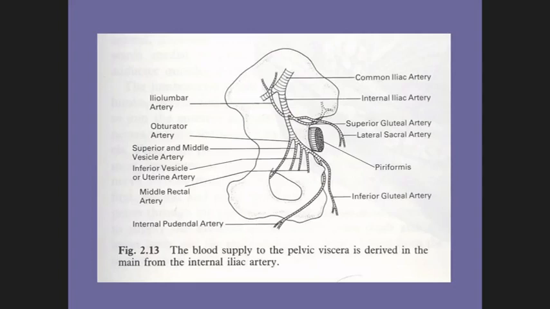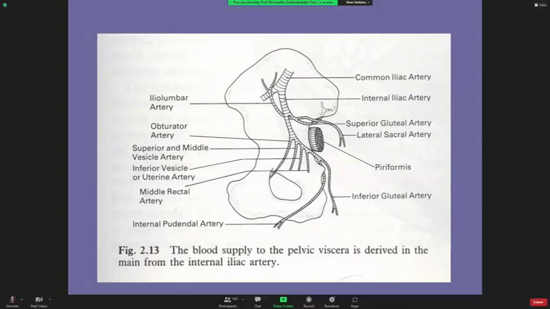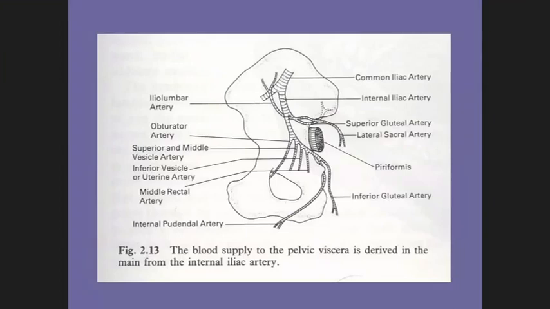So one of the branches is the superior gluteal artery, which goes back and supplies the buttocks. And then the anterior division, which supplies the uterus: superior vesical, uterine artery, middle rectal artery, pudendal artery, all that is supplied by the anterior division.